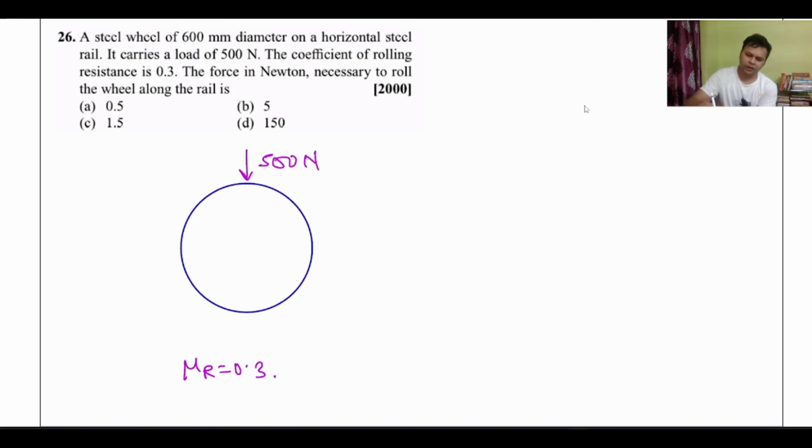So basically, the concept here is you don't have to use anything of rolling resistance here. Initially the force that will be acting is the static friction.